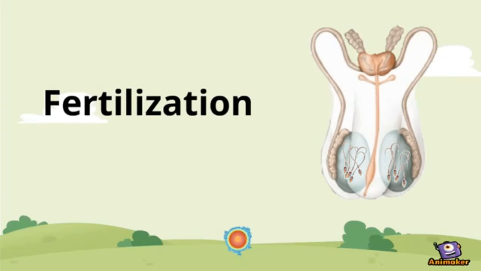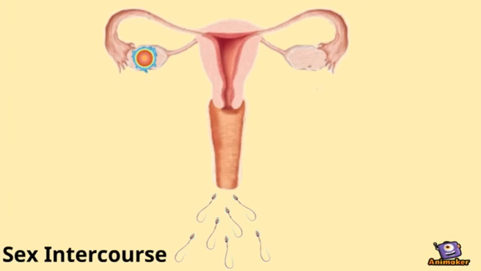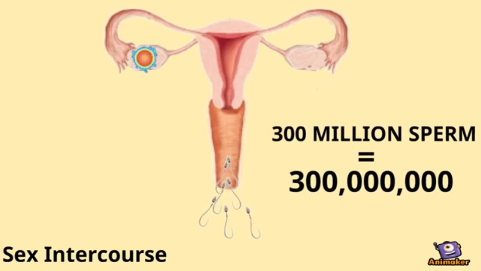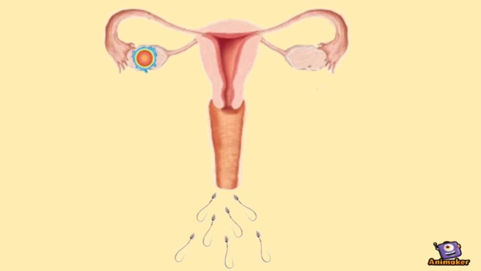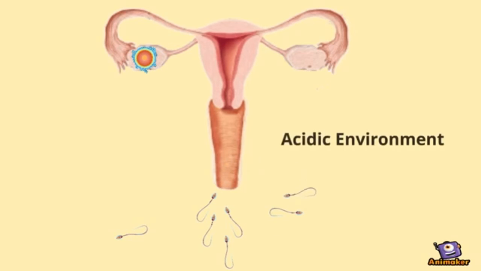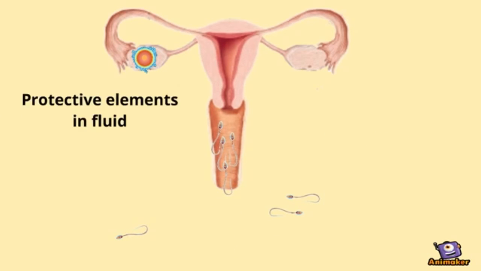Now, we are going to learn about the process of fertilization. During sexual intercourse, about 300 million sperm will enter the vagina. Soon afterward, millions of them will either flow out of the vagina or die in the acidic environment. However, many survive because of the protective elements provided in the fluid surrounding them.